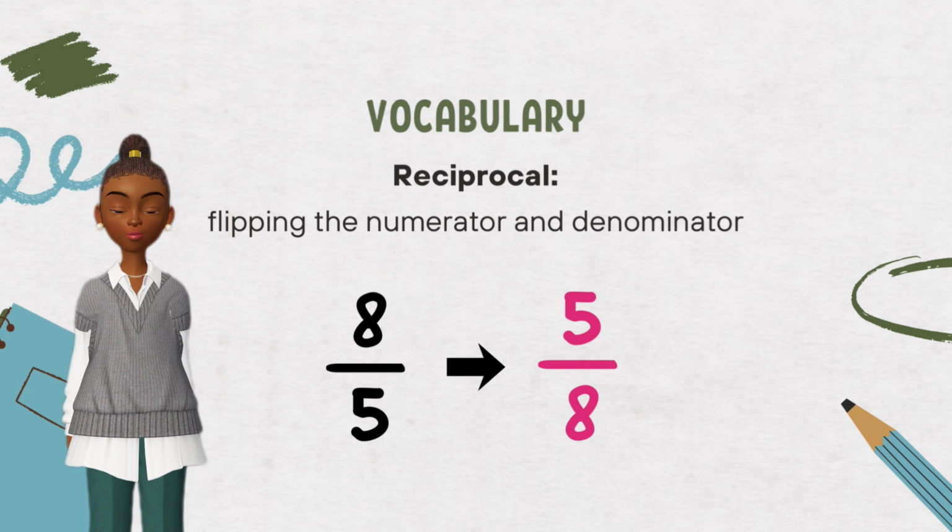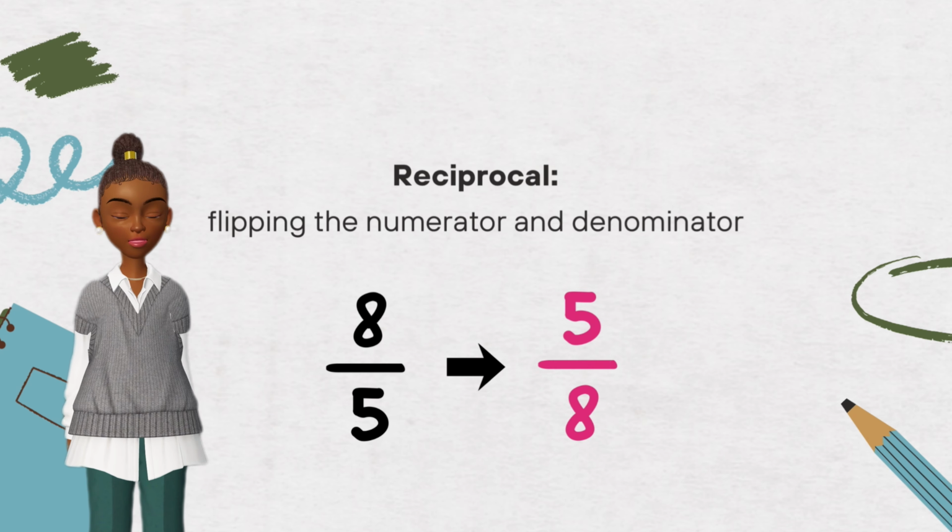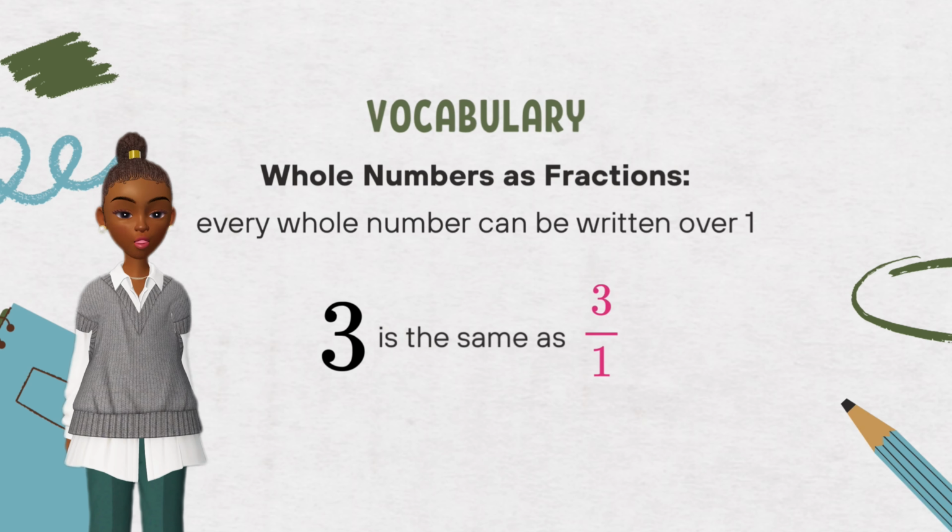Before we start, let's review a few words you'll hear a lot today. The first word is reciprocal. A reciprocal is what you get when you flip a fraction. The numerator and the denominator switch places. Reciprocal.